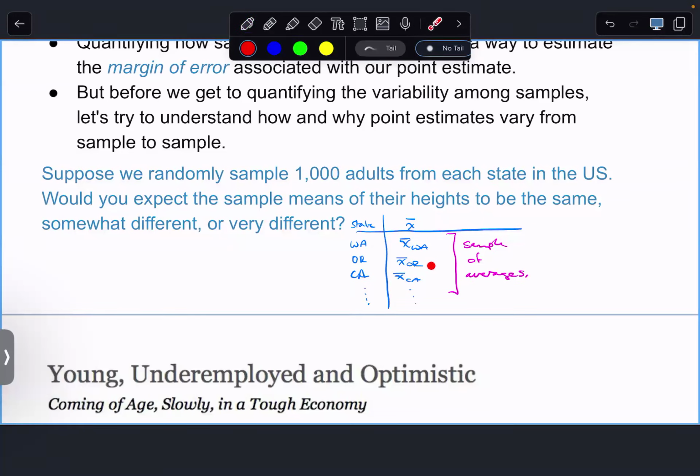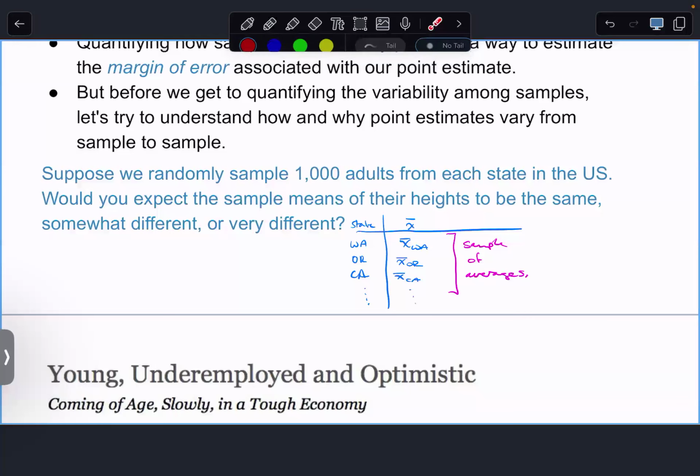Do we expect these to be drastically different? No, they're averages, right? And so I don't think there's a phenomenon like, oh, people who are from blank state, they're super tall or super short. I don't think so. Even overall, they would kind of hover around the same value, right? Which reasonably would be the population average height.